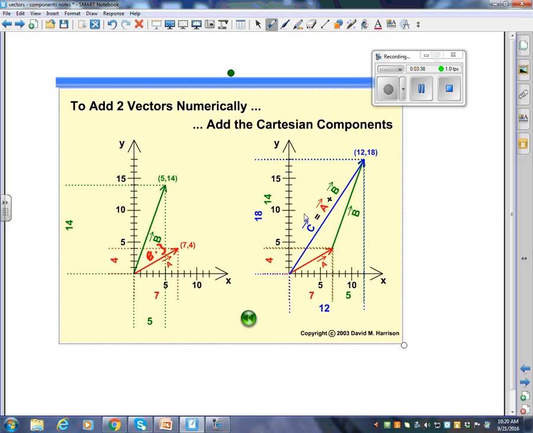I've taken vector A here, and this is the x component of it. And for vector B, this is the x component over here. Instead of doing rulers and protractors, I've just added the x's together, added the y's together, and look where I end up, right there. I'm going to show you mathematically how to do that. You probably already have the skills, you just haven't been shown how to put all those pieces together.